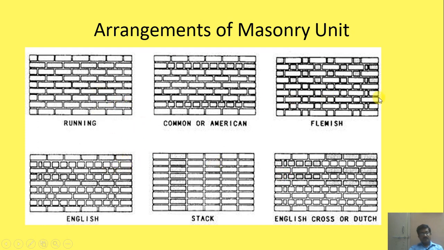Some have been shown here only to show you the running method, common or American method. By a typical pattern, one is a header, a few courses of stretcher, header, Flemish and English bond, which you are aware of. A stack system is not generally used, as the joints are continued here. Some modification, English cross or Dutch bond, that pattern can also be used.